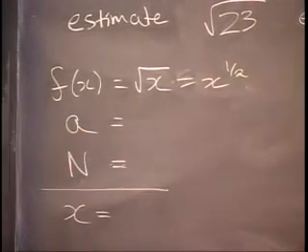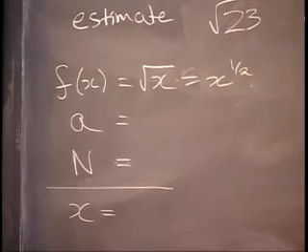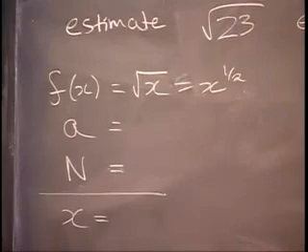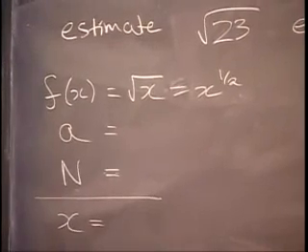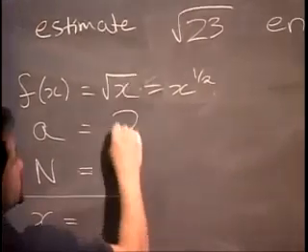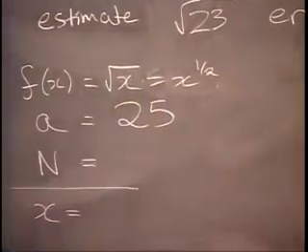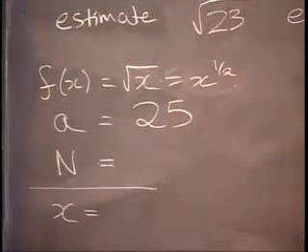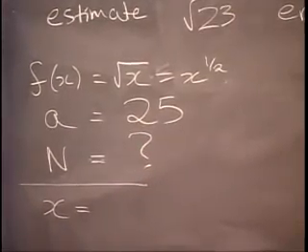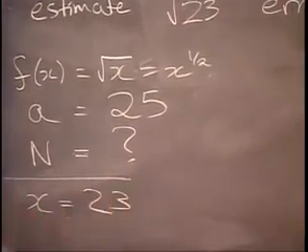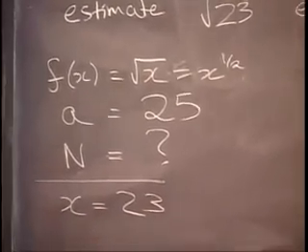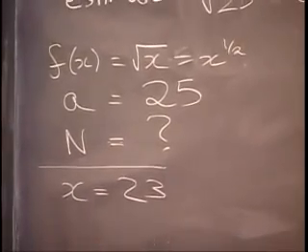Okay, a should be a number close to the 23 that we can easily take the square root of. Any candidates? 25. Again, you have to pick that yourself. Unfortunately, we are not given n, and that will be our first task. And eventually, we're going to need x equals 23 in the end. But save the x for the very end. It's much better that way.